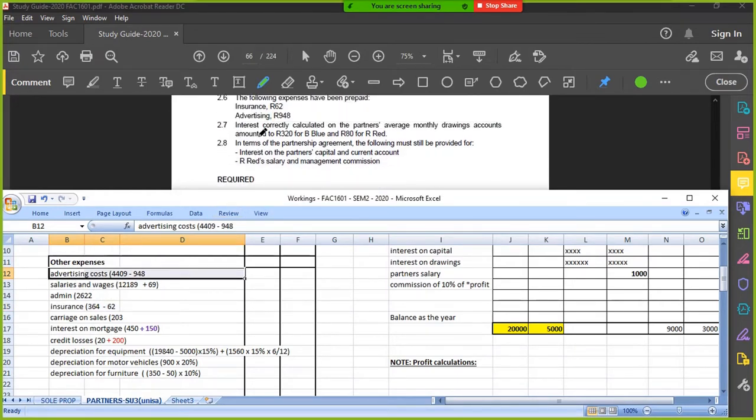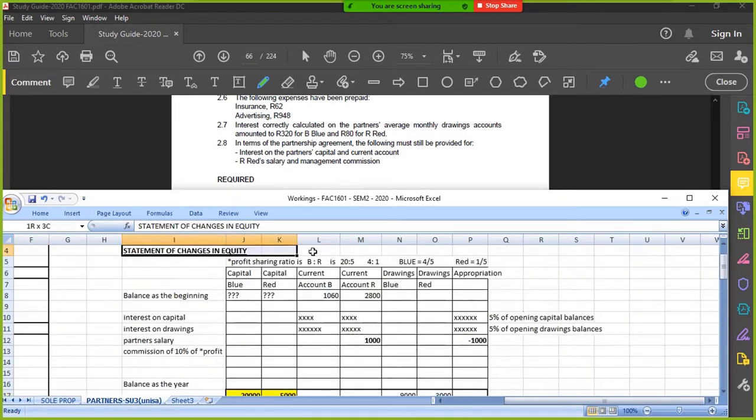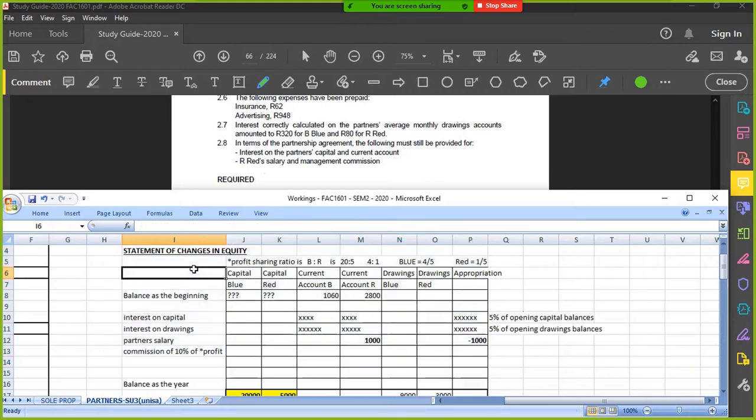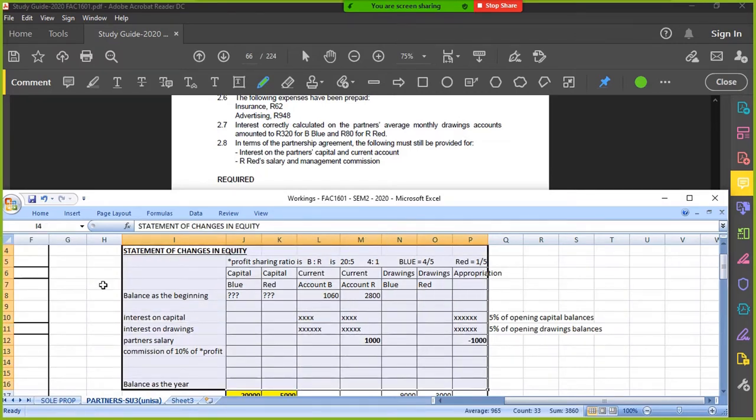We've got two more. 2.7. Interest correctly calculated on the partners' average monthly drawings account amounted to that for blue and that for red. Okay, be careful. This is interest that doesn't belong to the business, it belongs to the partners. It's not a normal expense that you would show here. Interest on mortgage goes here. Interest on drawings or interest on capital doesn't. Interest on capital and drawings goes here, SOCI, statement of changes in equity, because it's partner specific. As long as you can remember what's partner specific and what's business, you can't go wrong. If it's partner specific, it goes here. If it's business, it goes on the other side.